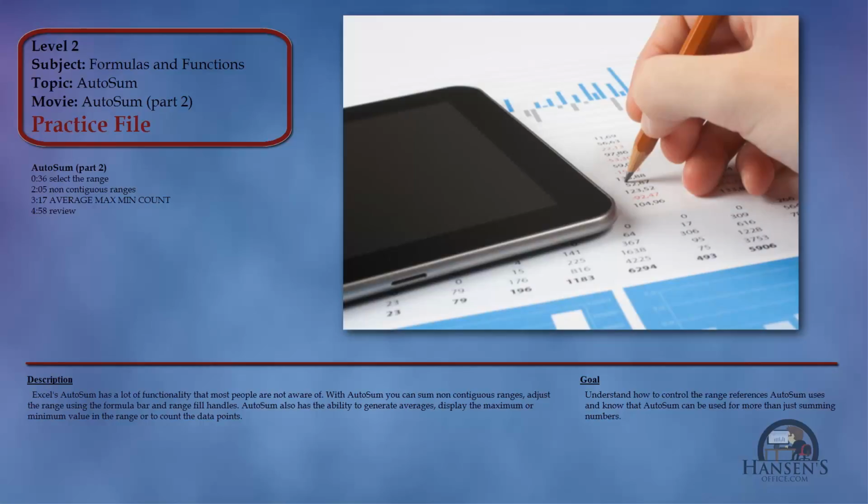So we're going to talk a little bit more about AutoSum. We're going to talk about selecting the ranges. It doesn't have to be just a column or a row. You can select multiple columns and rows and select the whole region of cells to sum.